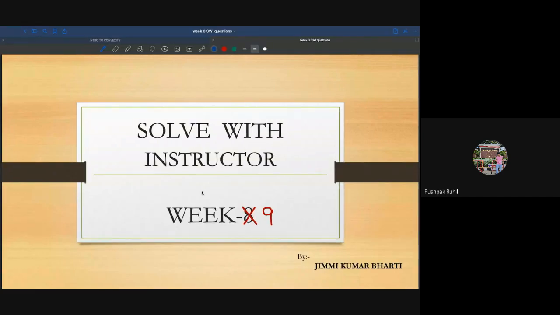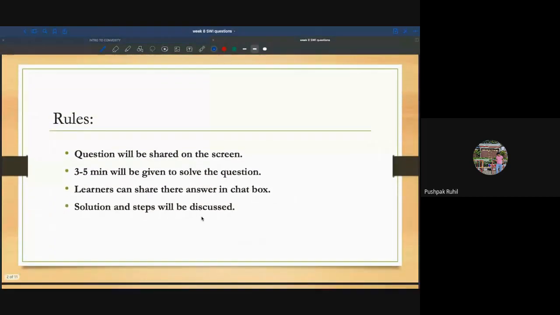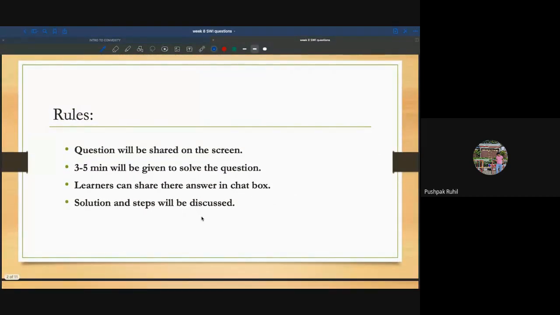Okay, I hope the screen is visible. So there are a set of questions that we would be solving today. The rules are on the screen. I will be sharing the questions. You would be seeing the questions on the screen. I will be giving you 3 to 5 minutes for each question. It won't take much time to solve them. And you guys can share the answers in the chat. Once I have the answers in the chat, I will begin with the solution and the steps will be discussed. So I hope this particular part is clear.